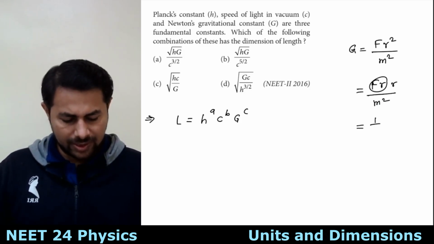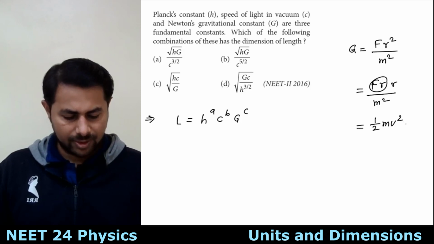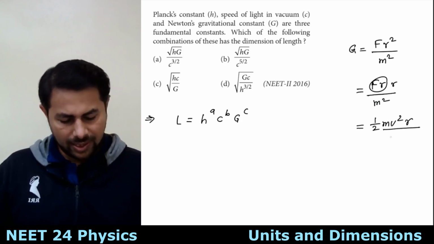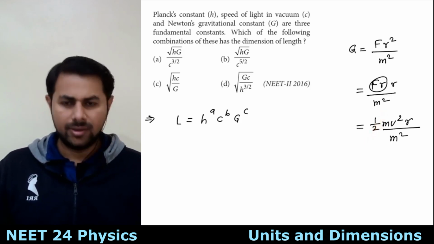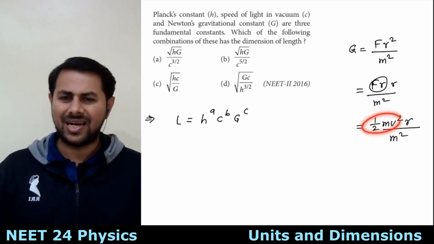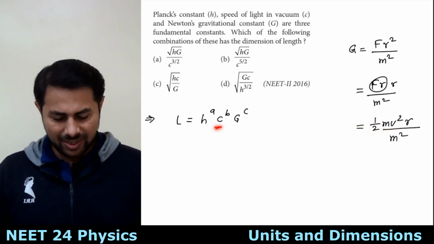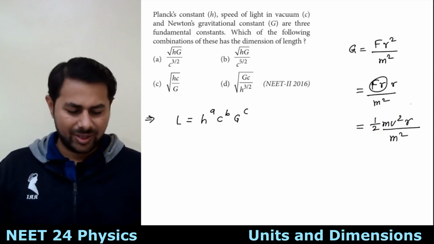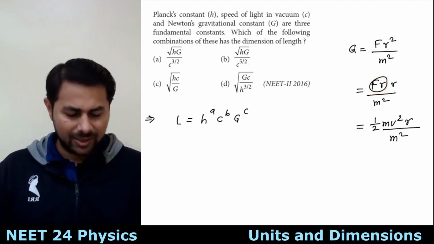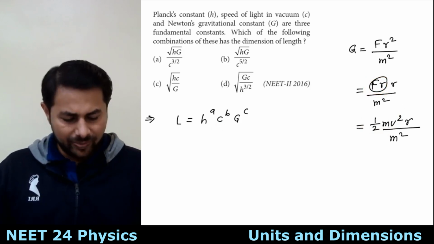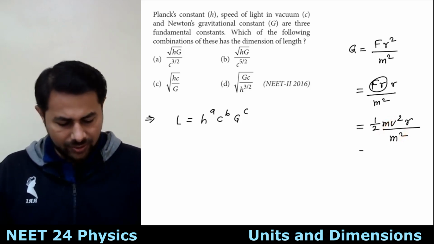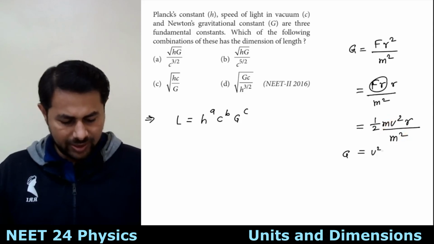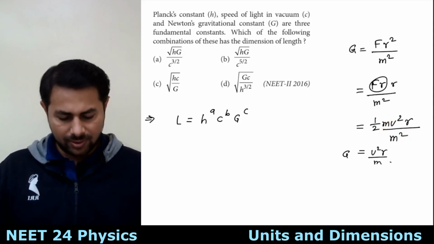So it can be written as half m v square. Then I have r, and in the denominator I have m square. Then I don't need half. See, why did I write half m v square? Because I have c here. c is speed. So I want to write this F r in terms of speed. So this m gets cancelled out with this square. So you can say G is equal to v square r by m.